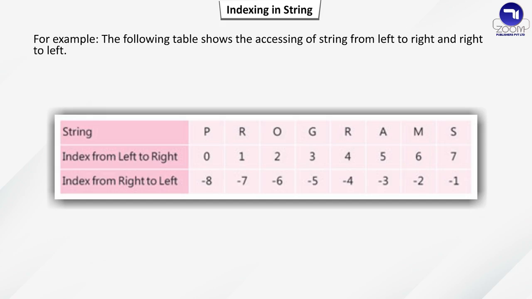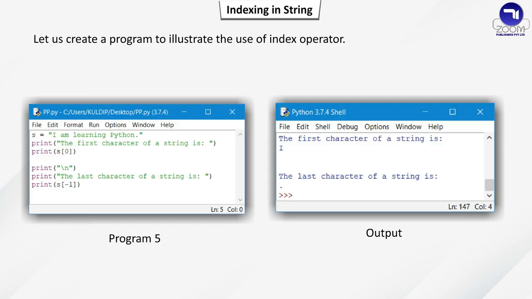For example, the following table shows the accessing of a string from left to right and right to left. String: PROGRAMS. Index from left to right: 0, 1, 2, 3, 4, 5, 6, 7. Index from right to left: -8, -7, -6, -5, -4, -3, -2, -1. Let us create a program to illustrate the use of the index operator.